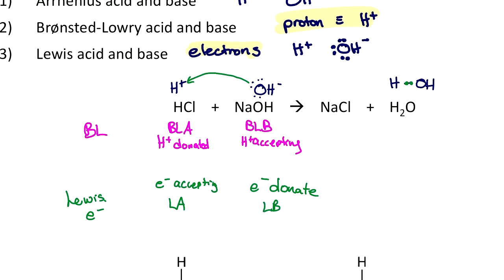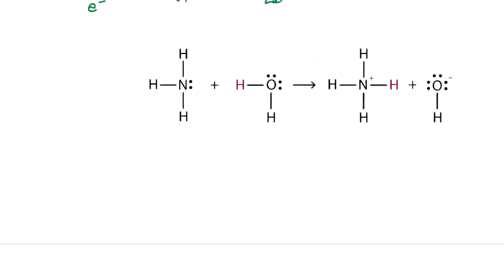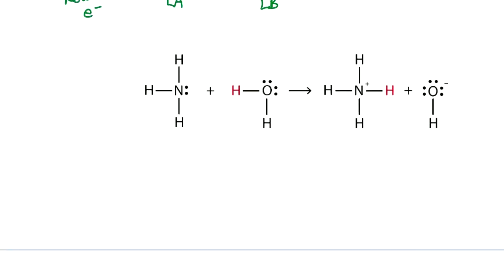And see how they're all acids. HCl is always an acid. Hydroxide is always a base. It's just different ways of thinking about it. So let's do one more, again, with Lewis acid-base theory. So let's do Bronsted-Lowry and then Lewis.